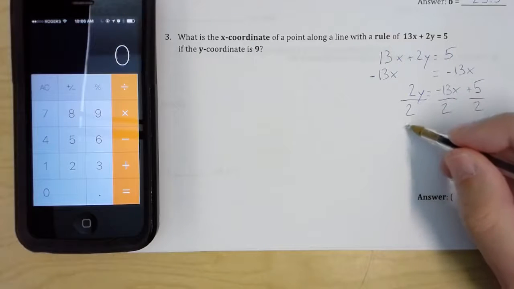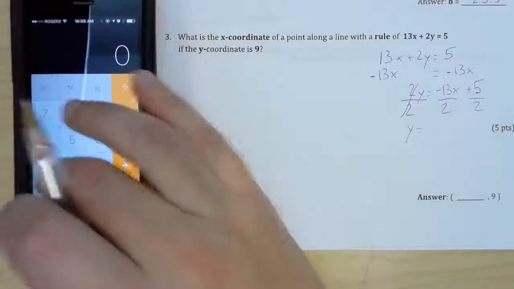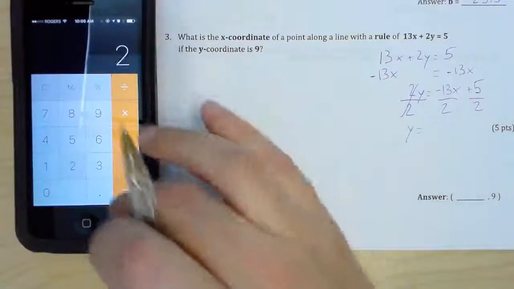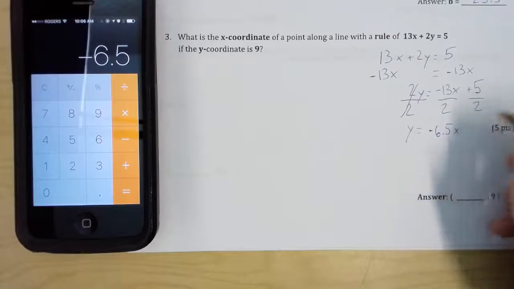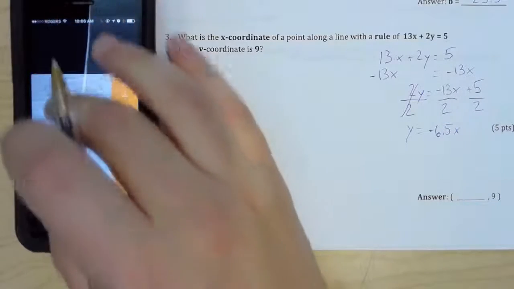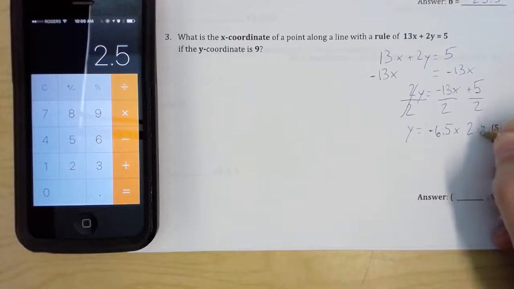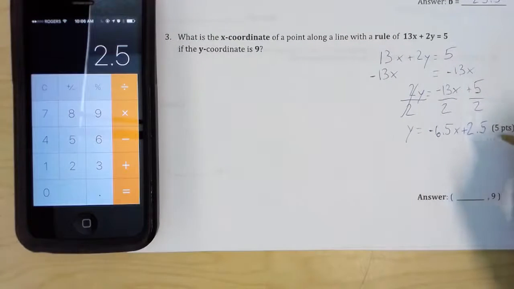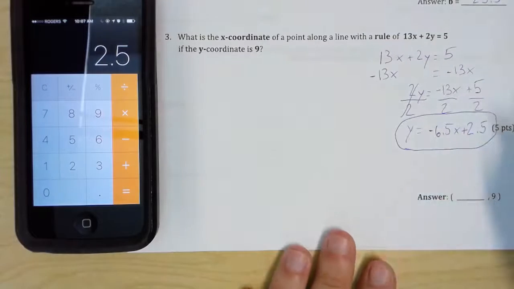So that'll leave us with y, because these two cancel out. And then if you take your negative 13 divided by 2 equals negative 6.5x. And if we take our 5 and divide that by 2, we're left with 2.5. And it's a positive. So now we have finally found our rule. It's right over there. But that's only part of the problem. That's why this type of question on your test is going to be worth 5 points.